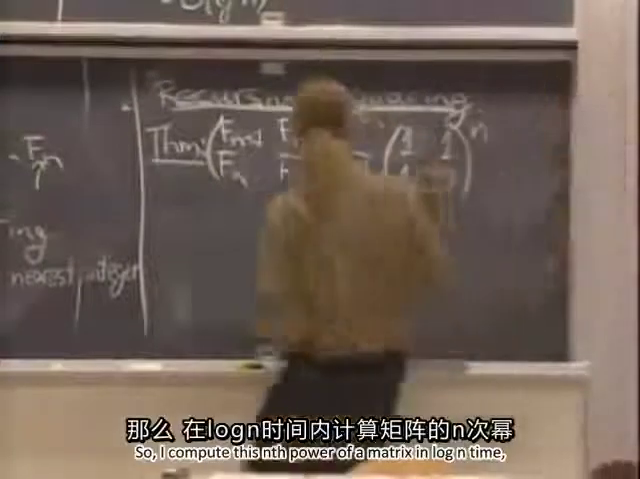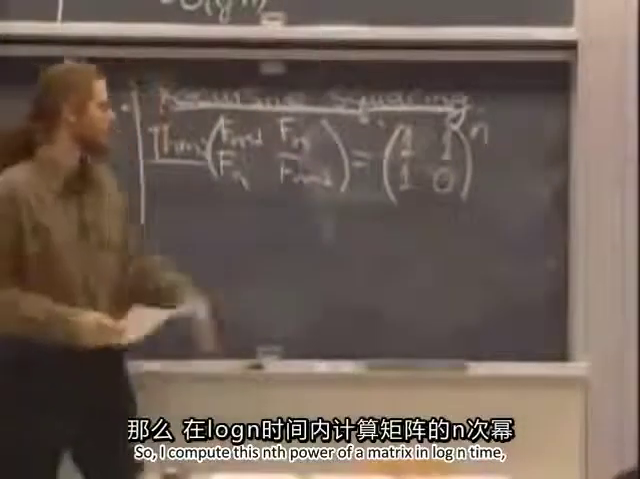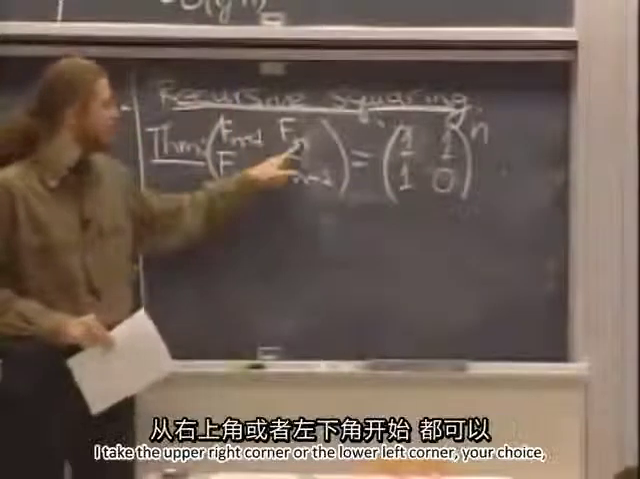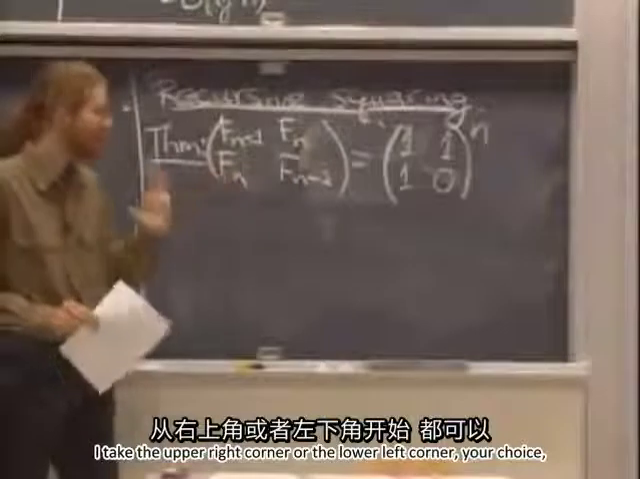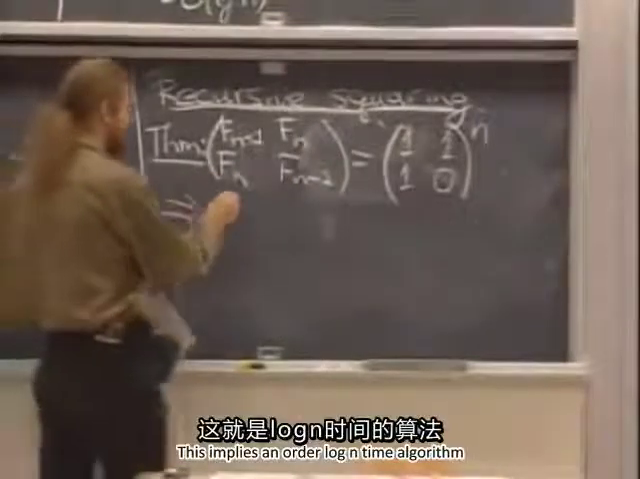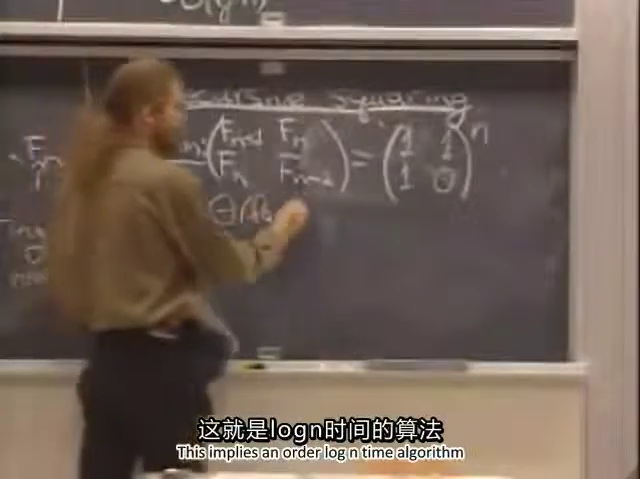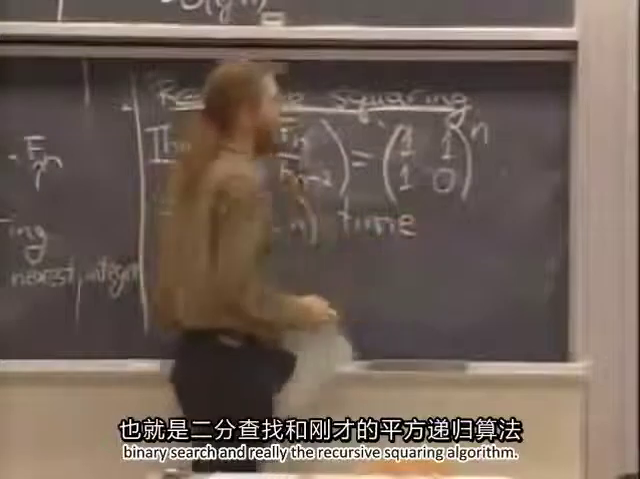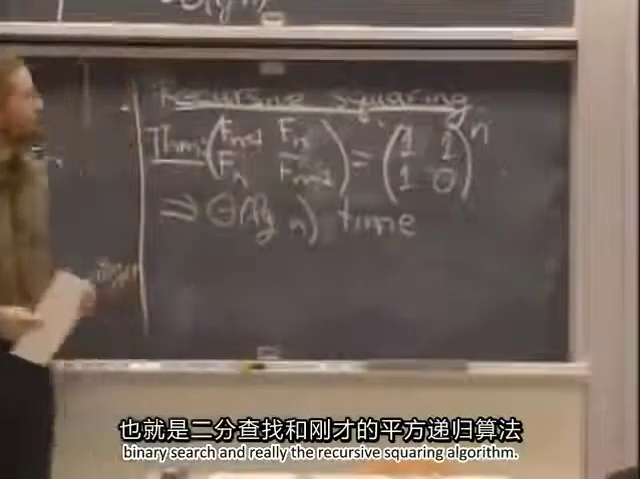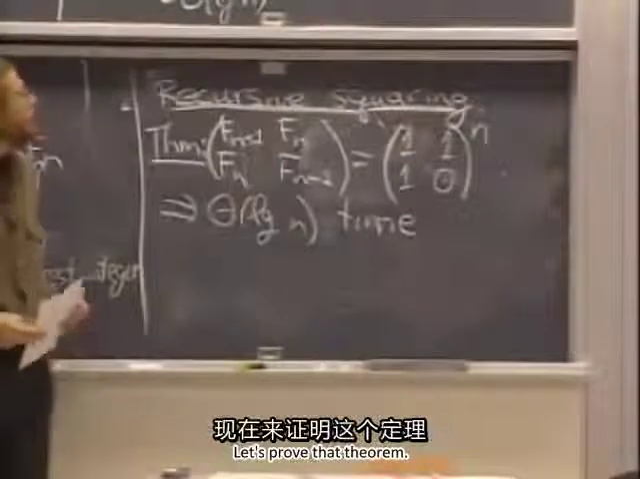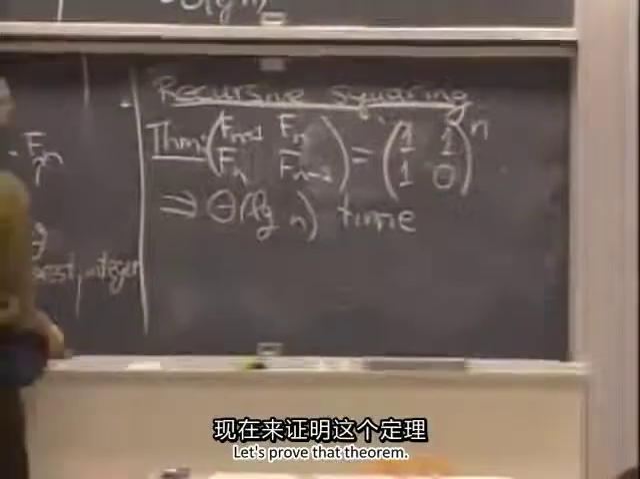So I compute this nth power of a matrix in log n time. I take the upper right corner or the lower left corner, your choice. That's the nth Fibonacci number. So this implies an order log n time algorithm with the same recurrence as the last 2, binary search and really the recursive squaring algorithm. Log n plus a constant, so log n. So let's prove that theorem.